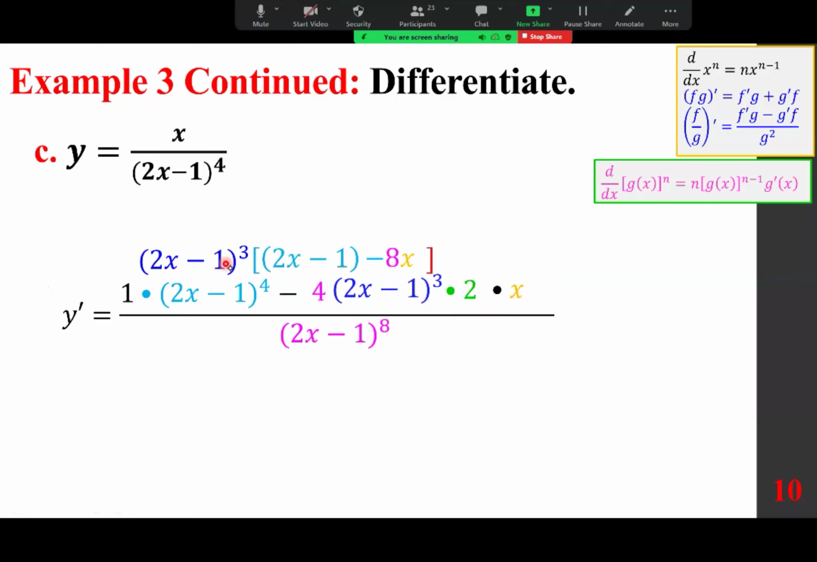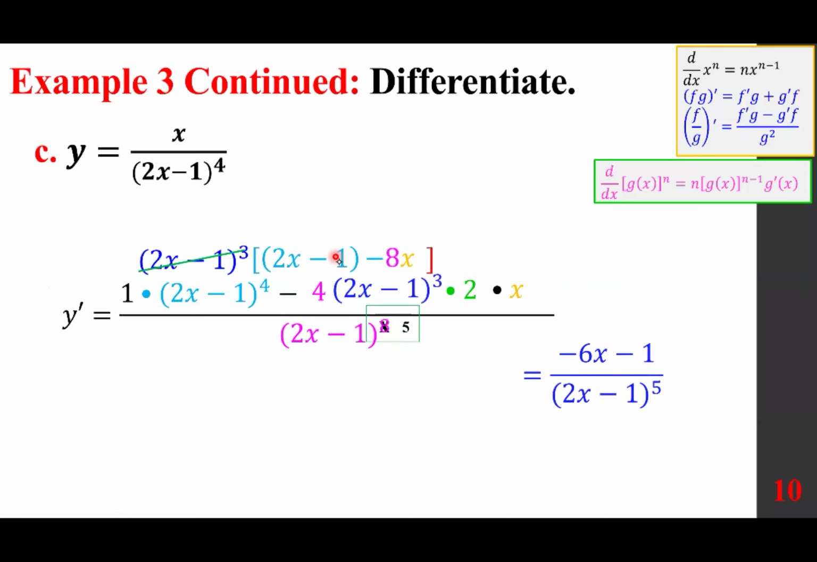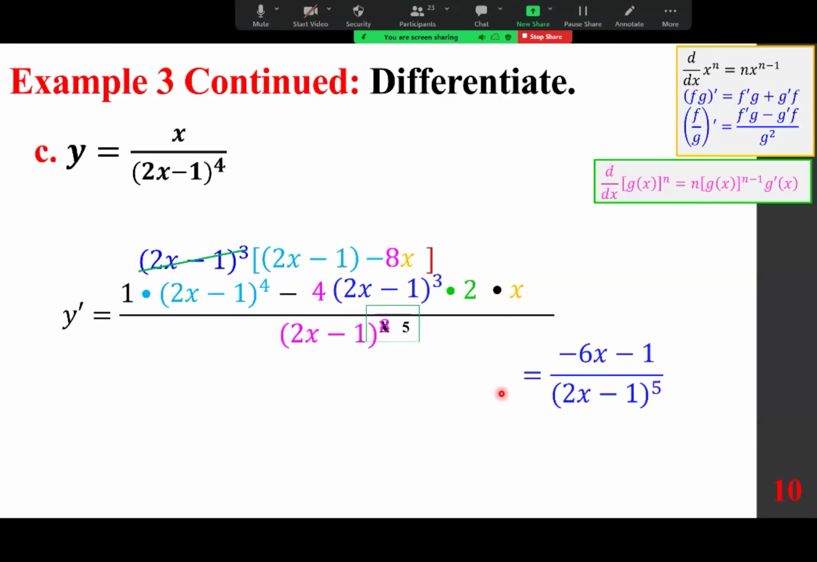And so (2x - 1) cubed completely goes away. 8 becomes 5. And these two combine into negative 6x. This doesn't change. So minus 6x minus 1 over 2x minus 1. It's that simple, everybody. So, one step of calculus, a number of steps of algebra.